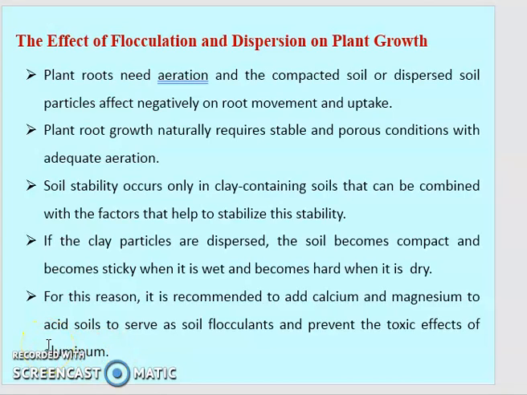Also, we should add a calcium source for sodic soil, which has sodium dominant on the double layer. So you have to exchange sodium. Sodium causes dispersion because it is monovalent. You have to add a divalent cation like calcium to make aggregation and flocculation and increase aeration and increase the favorable properties of the soil.